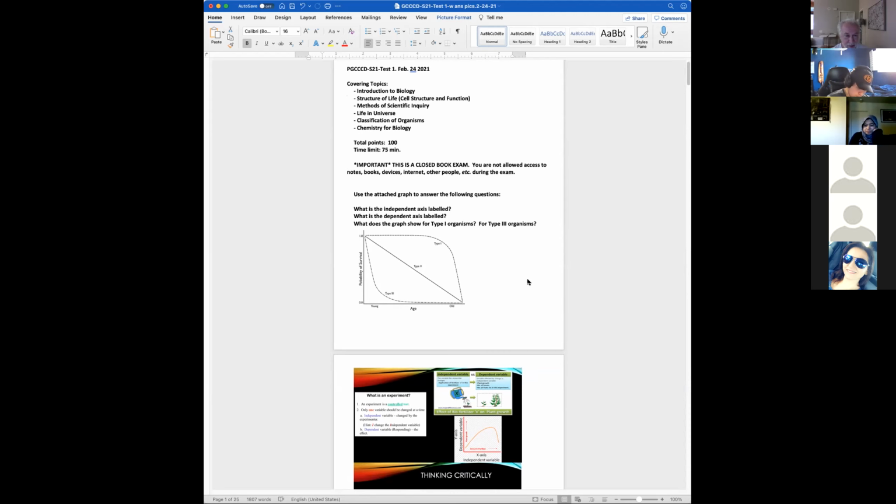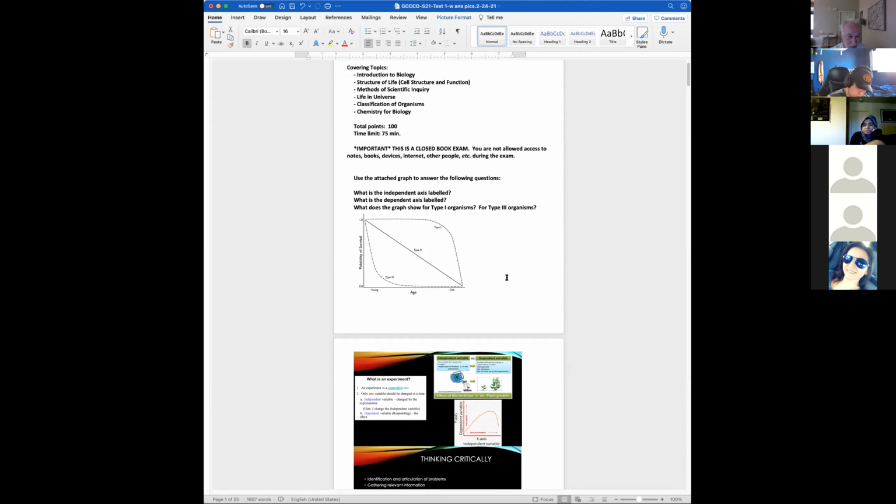So starting with the first one, it's a graph. Use the attached graph to answer the following questions. What's the independent axis labeled and what is the dependent axis labeled? Independent, of course, is age. Dependent is probability of survival. And then what does the graph show for type 1 organisms? Type 1 is the top curve. And what that shows is that people, or whoever is being measured here, survived very well for a long time, through most of their life. And then at the end, crashed, died off very quickly.